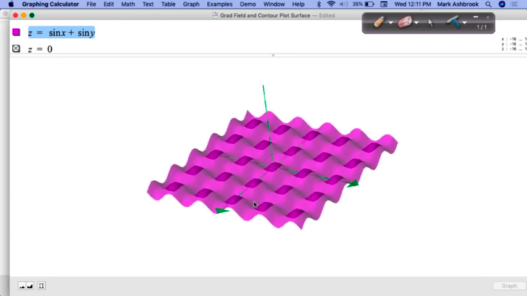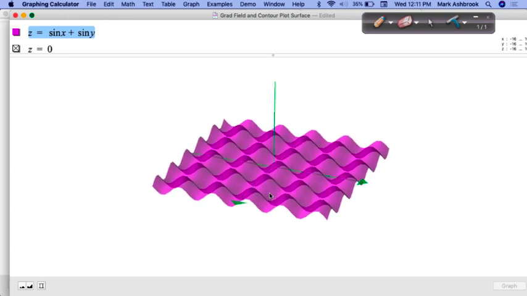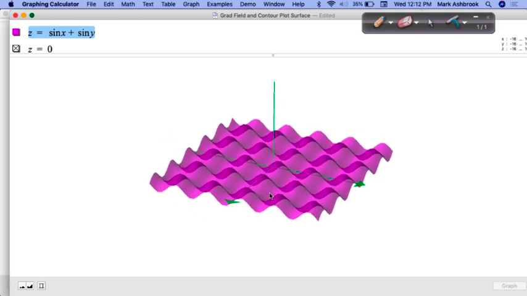So it's an egg carton. Okay. So then, that's kind of the idea of visualizing and thinking about gradient fields.